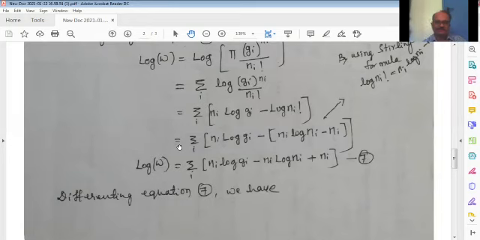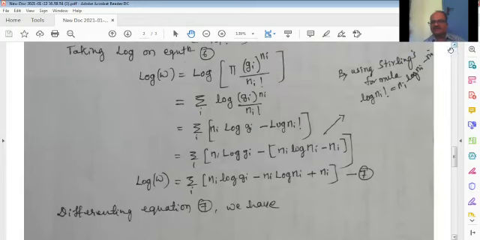This is equal to summation over i, Ni log Gi minus log Ni factorial, which is written as Ni log Ni minus Ni. So this is written using Stirling's approximation. The Stirling's approximation is like this: log of Ni factorial is equal to Ni log Ni minus Ni, and that I have used.